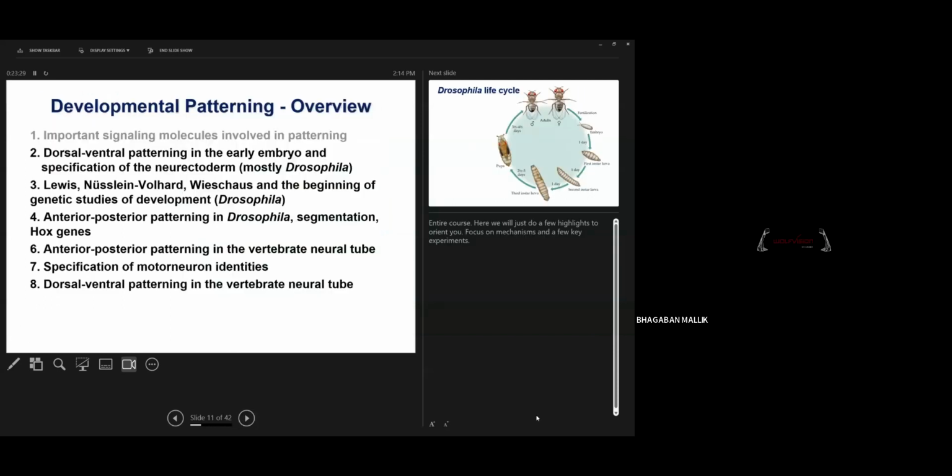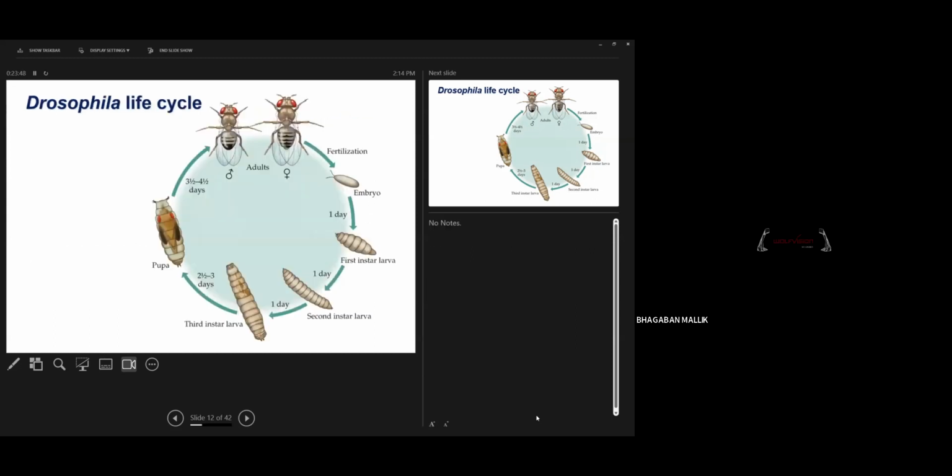Okay, so we finished with the first part, which is the important signaling molecules involved in patterning. Now I'll be talking about the well-studied model, Drosophila, and how dorsoventral patterning happens in the early embryo during neuroectoderm formation. I'm a Drosophila neurobiologist for the last 11 years, so every day I'm seeing the flies.